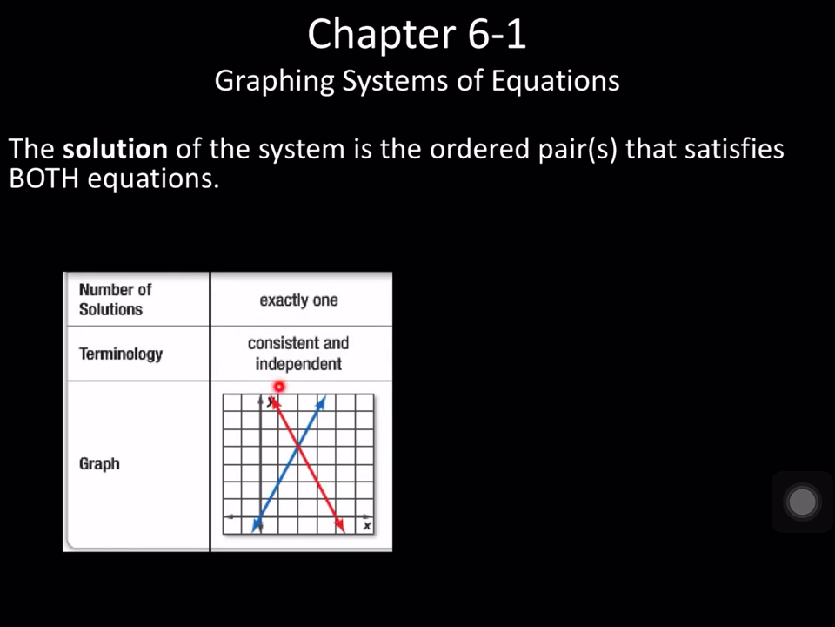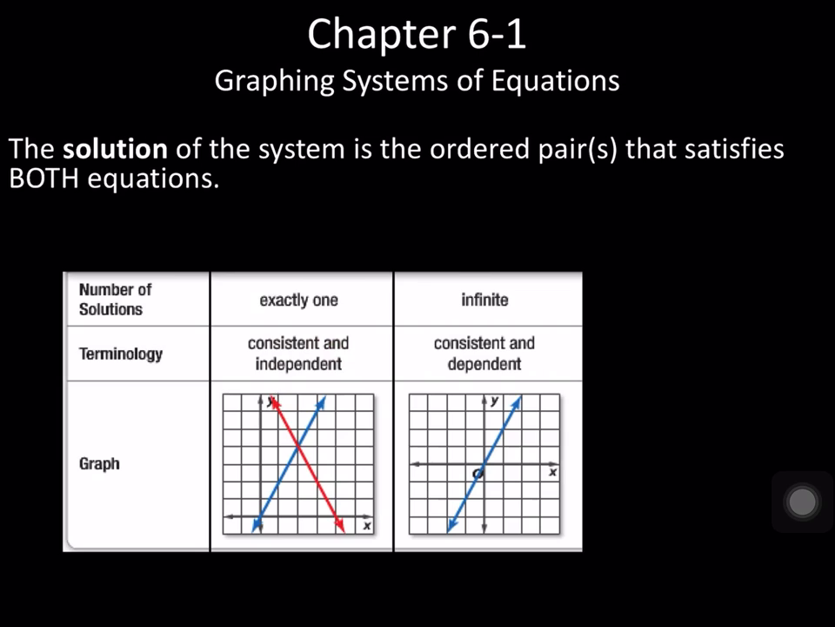This type of system is consistent and independent. Consistent and independent. Yes, you'll need to know that terminology. Consistent because it has a solution. Independent because the lines are independent of each other. You'll see what I mean when we look at the next two.